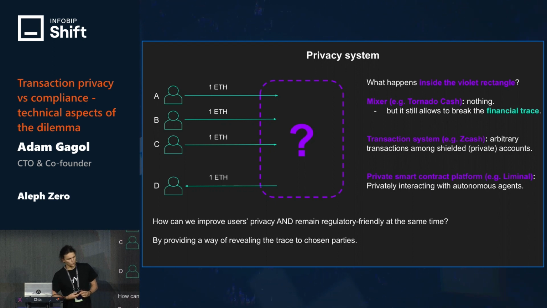So what can be done here? How can we improve users' privacy? How can we provide such a system in a way that it's not going to be like a paradise for North Korea? So we need to provide a way of revealing a trace to chosen parties. We can be allowed to use a private privacy system, but whenever asked for it, it would be good to have a convenient in-protocol way of revealing what is our source of funds, or at least that it's not illicit.